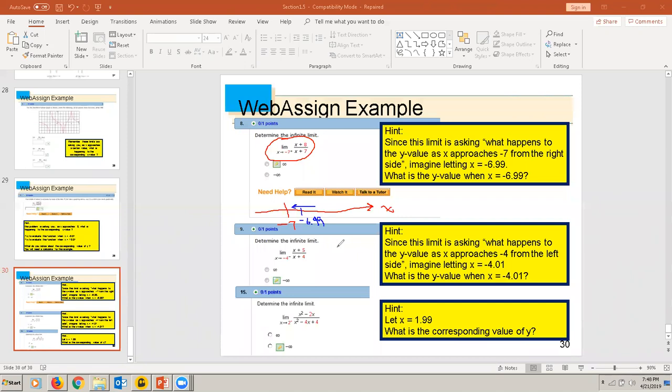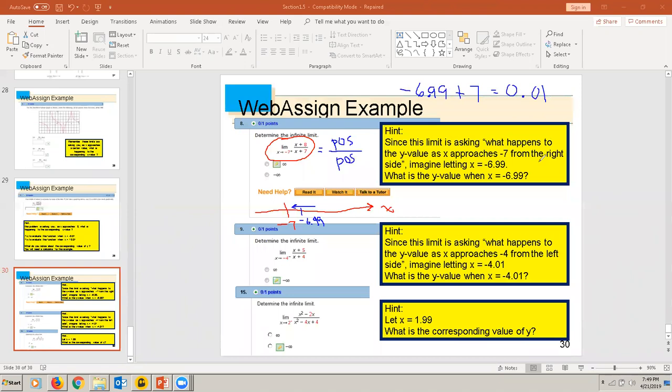If I were to plug in -6.99 into this fraction, I would end up on the top of this fraction. Remember, x is going to be -6.99. Top of the fraction would be some positive number. And the bottom of the fraction would also be a positive number. Right? The bottom of the fraction would be -6.99 plus 7, but that's 0.01. So I'm going to end up with a positive fraction out of this.